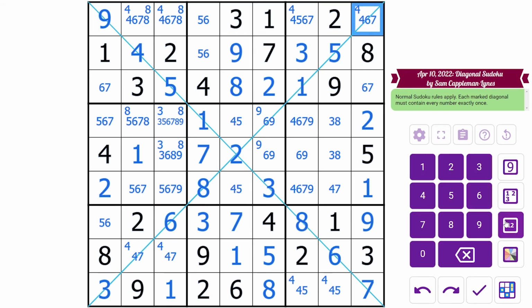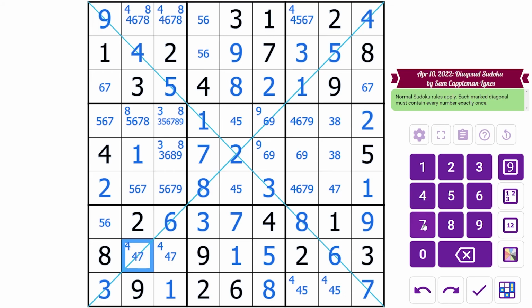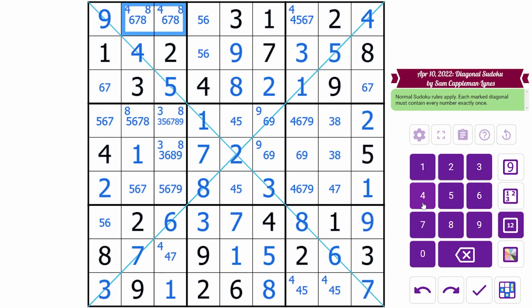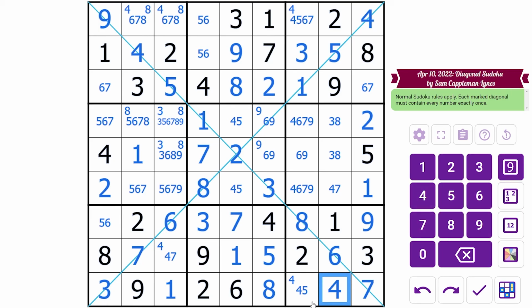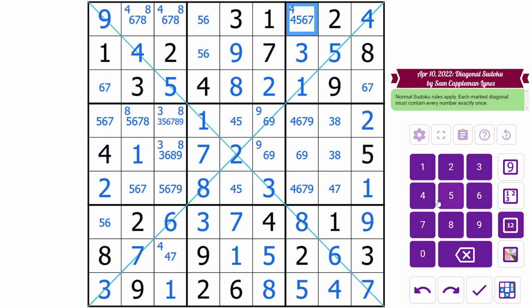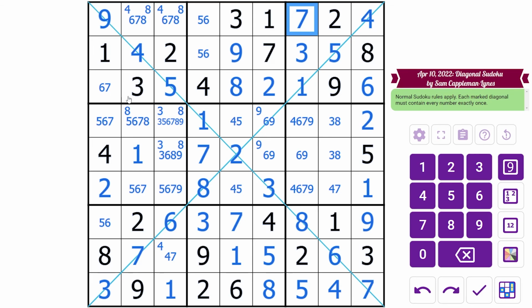Which means this is not our 6. So now we have a 4, 7 pair. This cannot be a 7 by Sudoku, so it's a 4, which means this is a 7. These cannot be 4. This cannot be 5, so it is a 4. This cannot be 4, so it is 5. This cannot be 4 or 5, so it is a 6, 7 pair. That cannot be a 7. So this is 6, and that is 7. This can no longer be a 6, so it is 7.